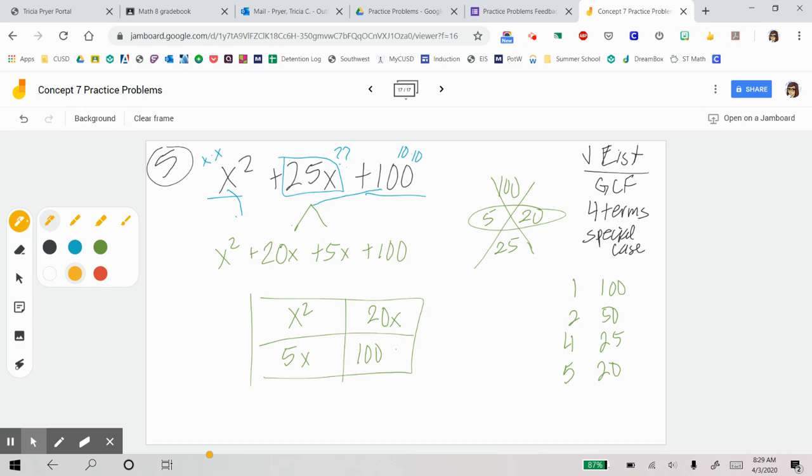The GCF of the top row, x squared plus 20x, is x. X needs to be multiplied by x to get x squared. X needs to be multiplied by 20 to get 20x, and x needs to be multiplied by 5 to get 5x. Last thing is we have to check that last box. 5 times 20 is 100, so we're good there, which means the factors are x plus 5 times x plus 20. All right, I'm going to do 2 more problems in this video.